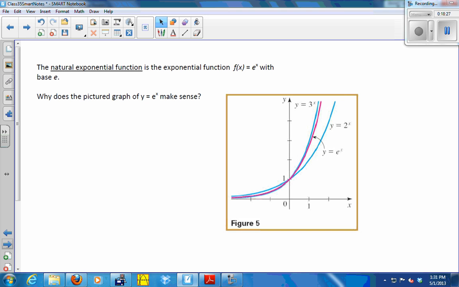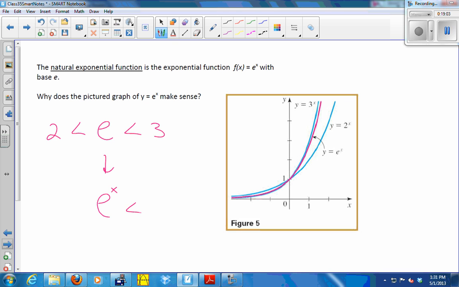So here I've graphed it. y equals e to the x is in pink. And I also graphed 2 to the x and 3 to the x. So does the graph of e to the x kind of make sense in comparison to those two graphs? It's between 2 to the x and 3 to the x, which makes sense because e is between 2 and 3, right? And it's closer to 3 than it is to 2. So e to the x is sandwiched between 3 to the x and 2 to the x. So it's got the same flavor, the same qualitative behavior, just the steepness is a little bit different.